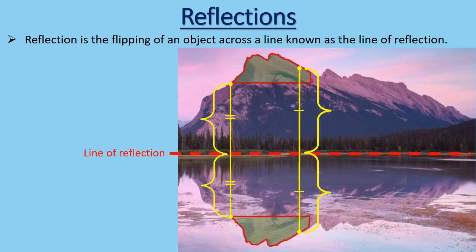The perpendicular distance between a point on the original object and the line of reflection should be the same as the perpendicular distance between the corresponding point on the reflected image and the line of reflection.